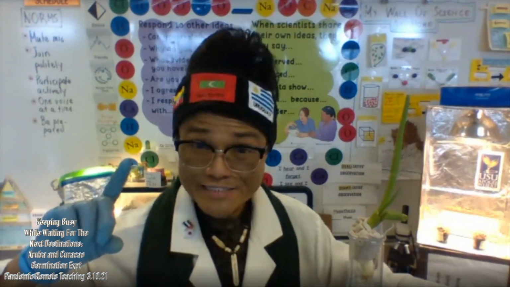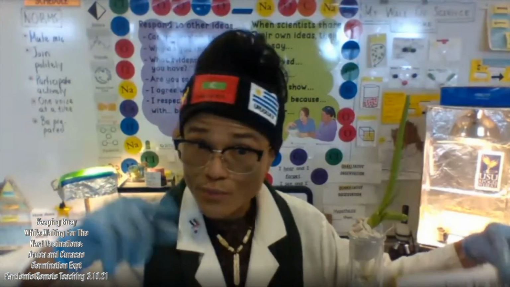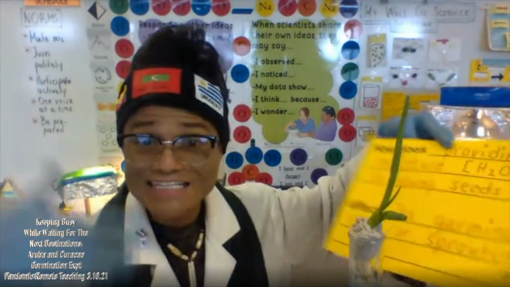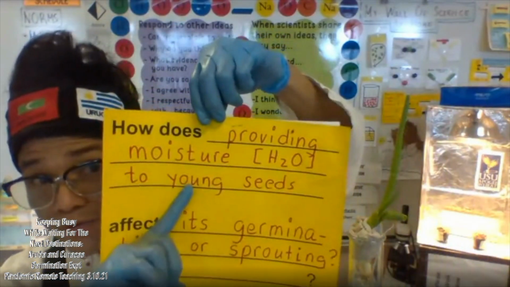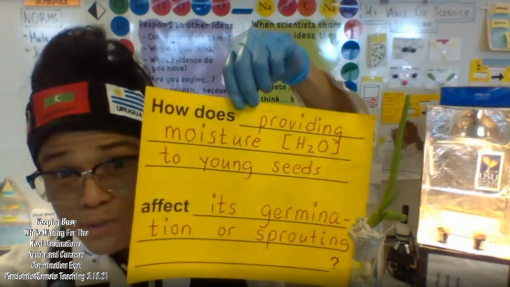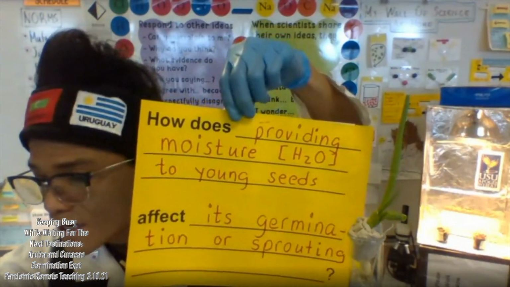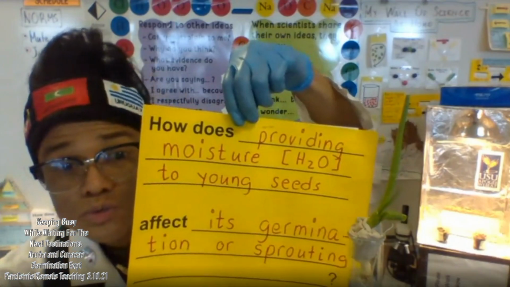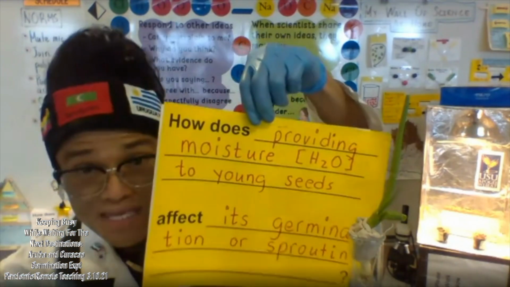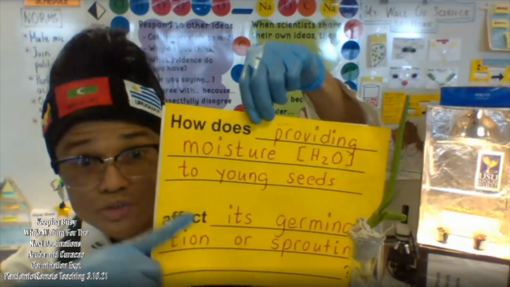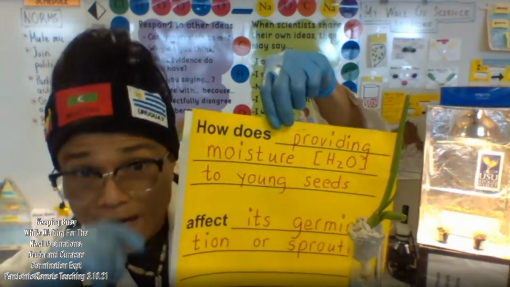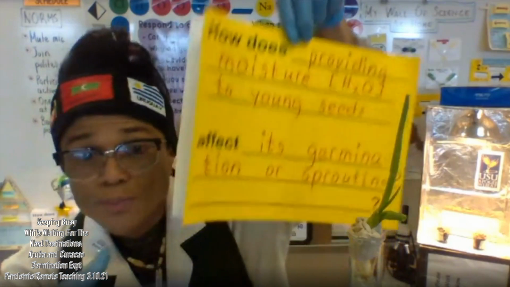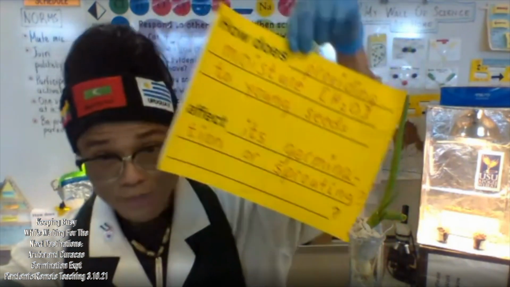We always have a question. This is the question that we saw before the recording, and we are going to put it at the center of this main lesson. We want to know how does moisture, simply water, how does providing, meaning giving, water to young seeds, which I'm going to show you some of the choices you may have, affect its germination or simply sprouting.